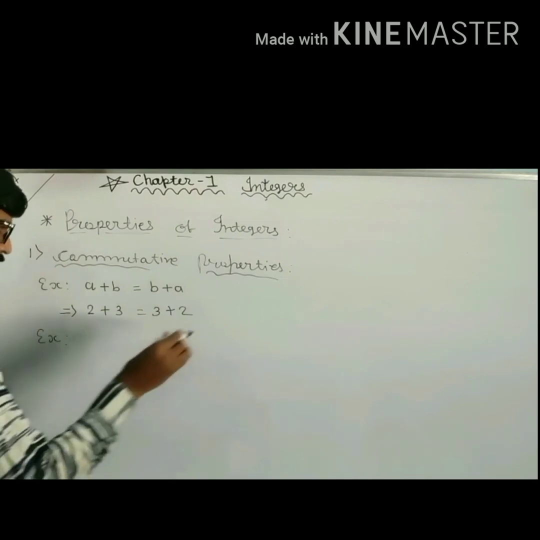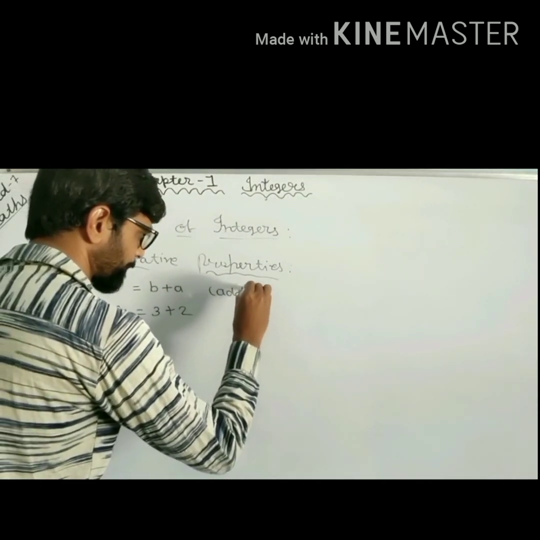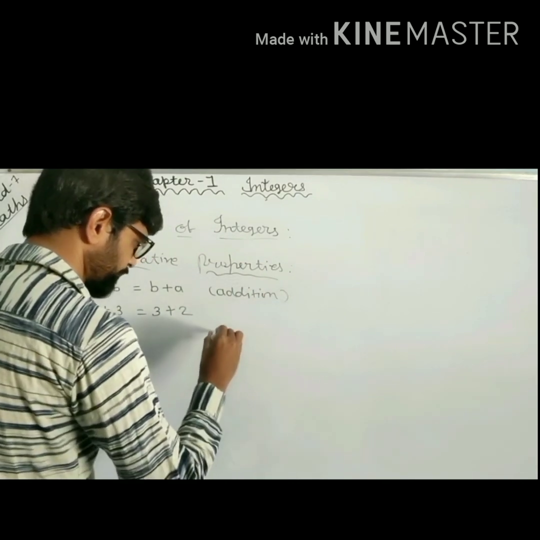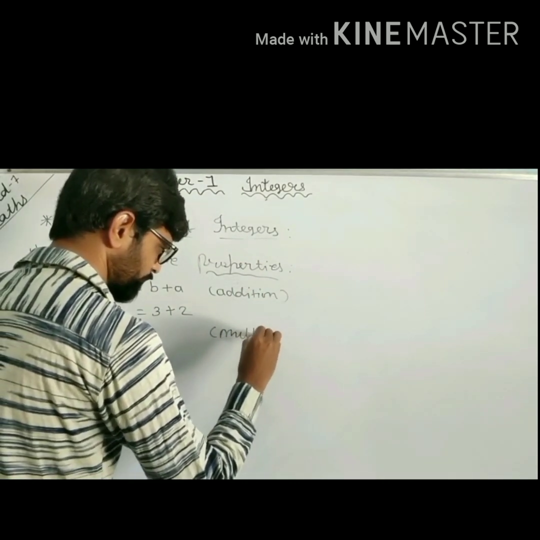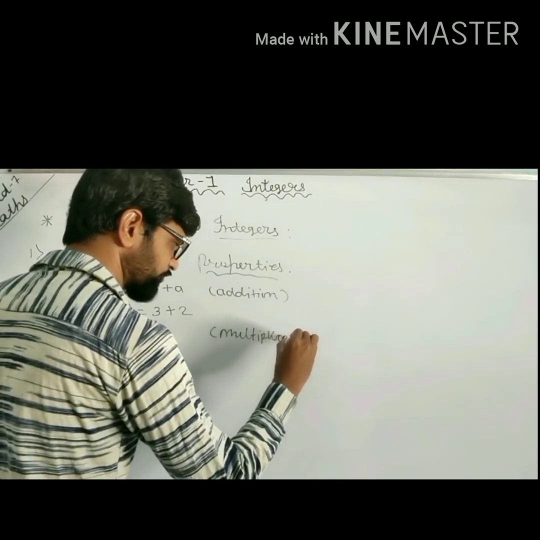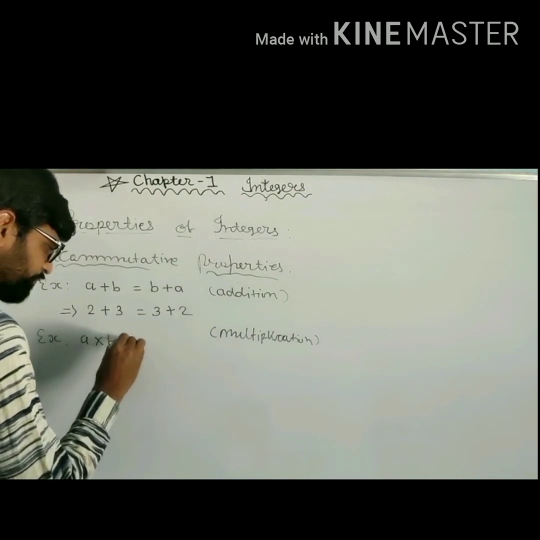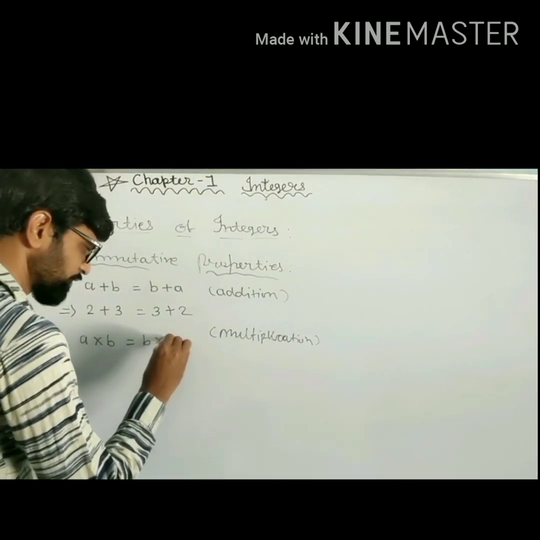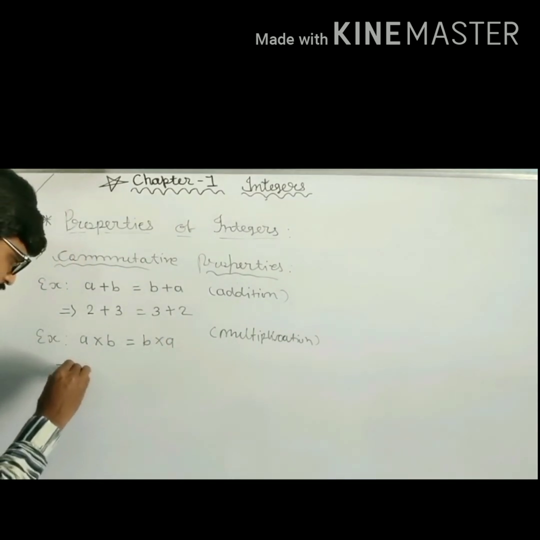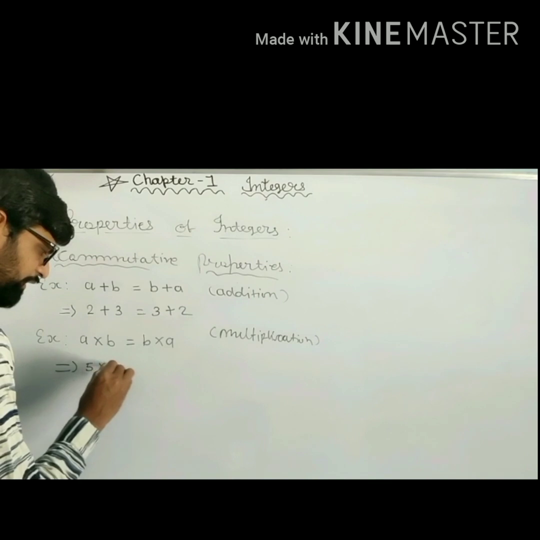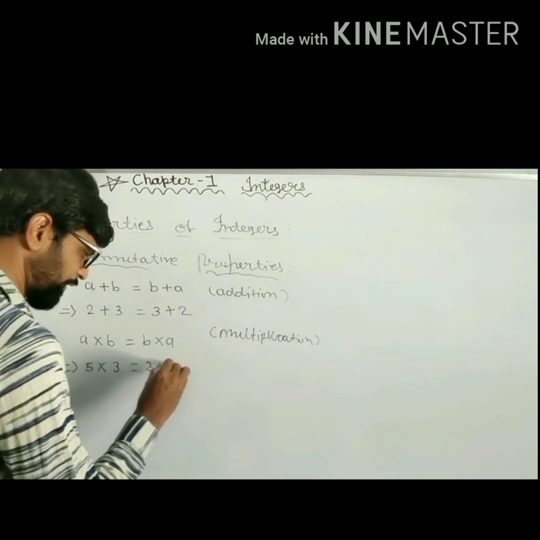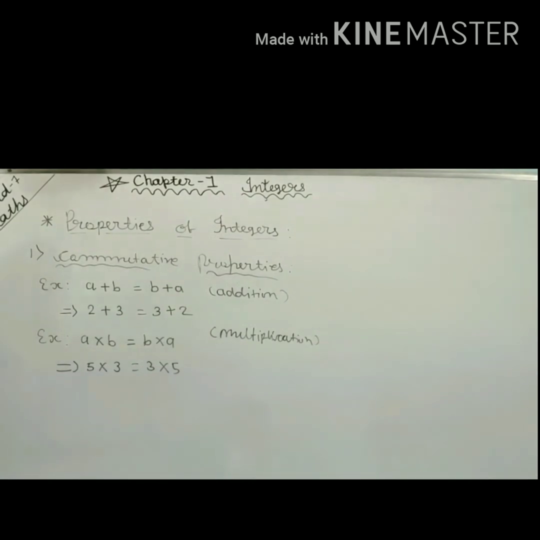You can see also here addition, multiplication. Now I am taking an example of multiplication. a multiply b is equal to b multiply a. The answer will be the same. Suppose 5 multiply 3 or 3 multiply 5, the answer will be the same. Is that clear to everyone? This is called commutative property of multiplication or commutative property of addition.